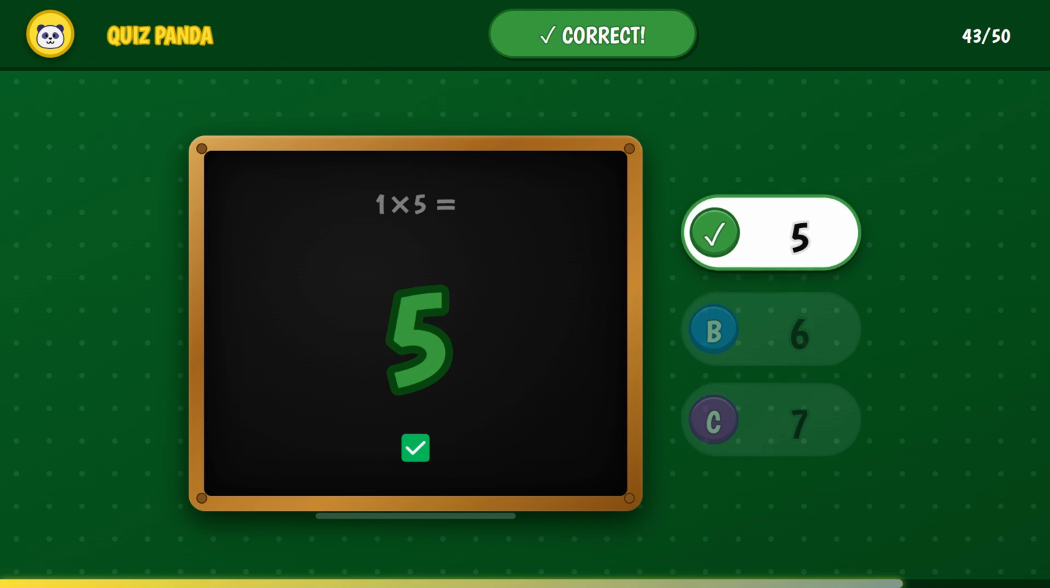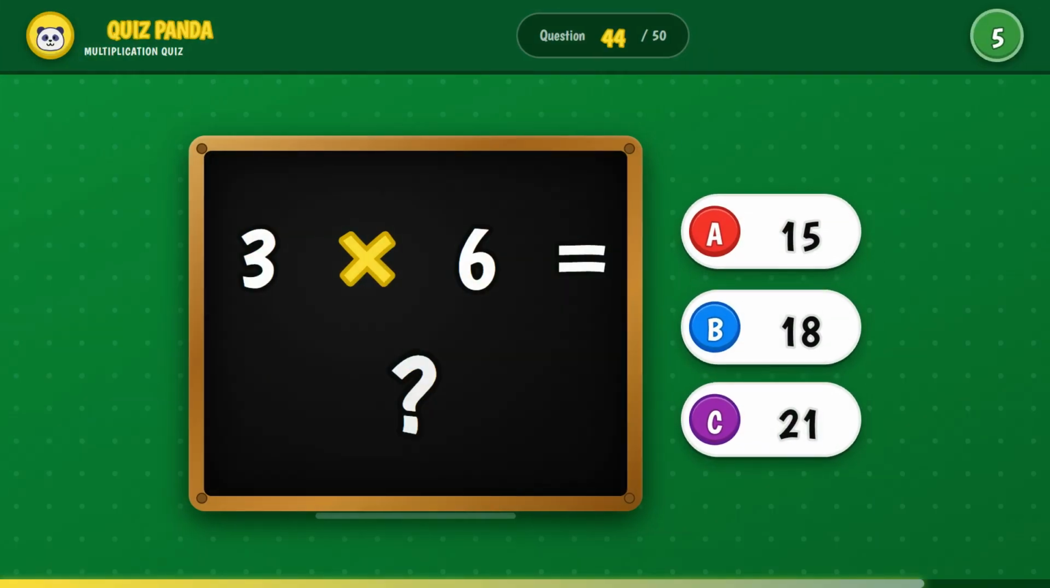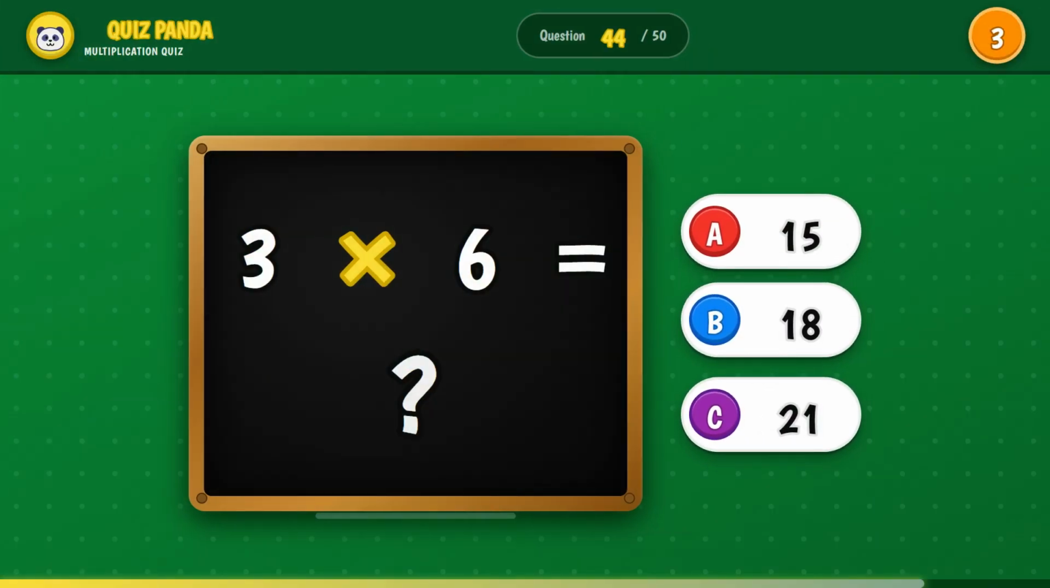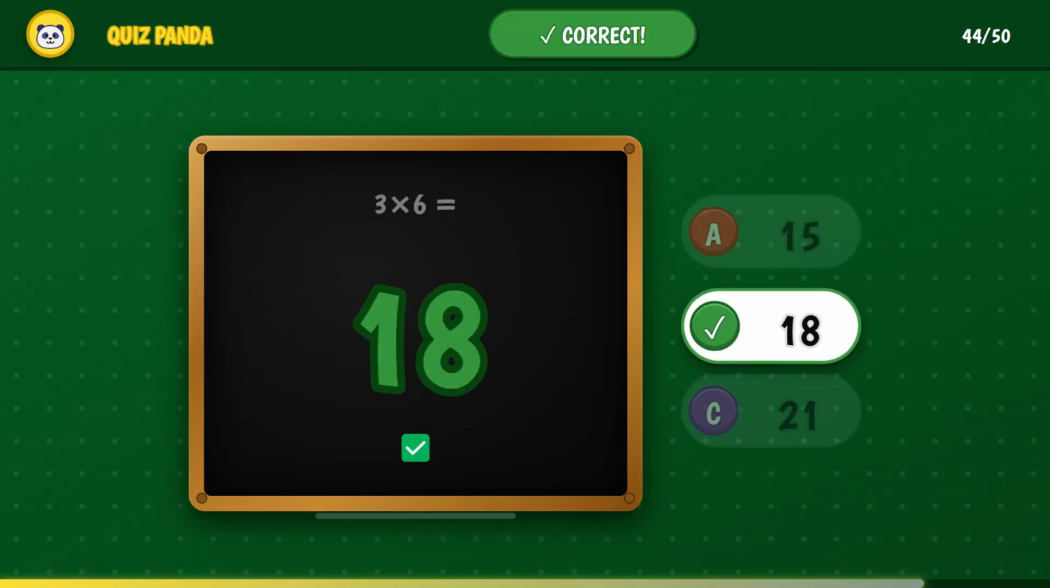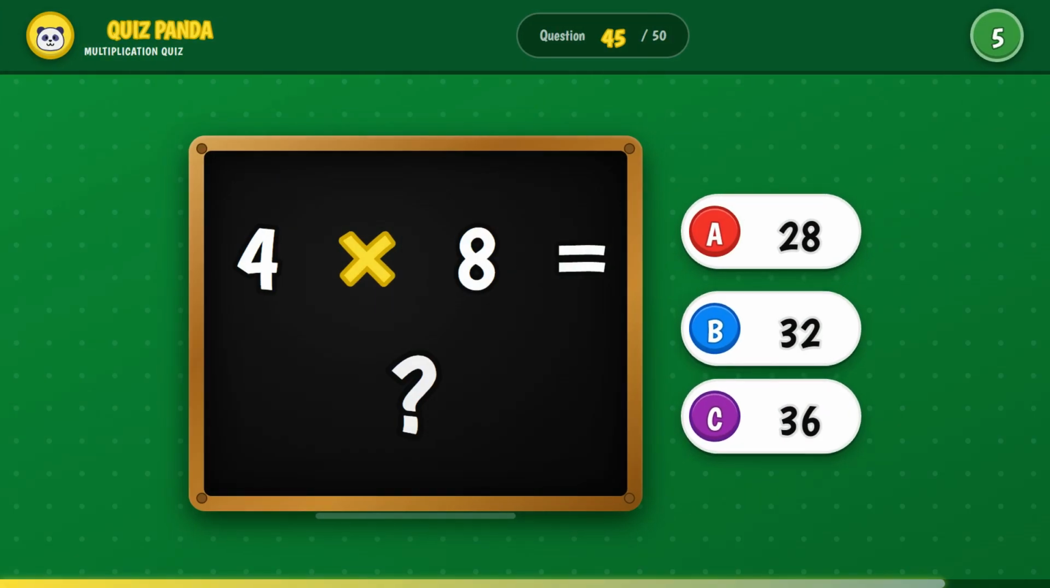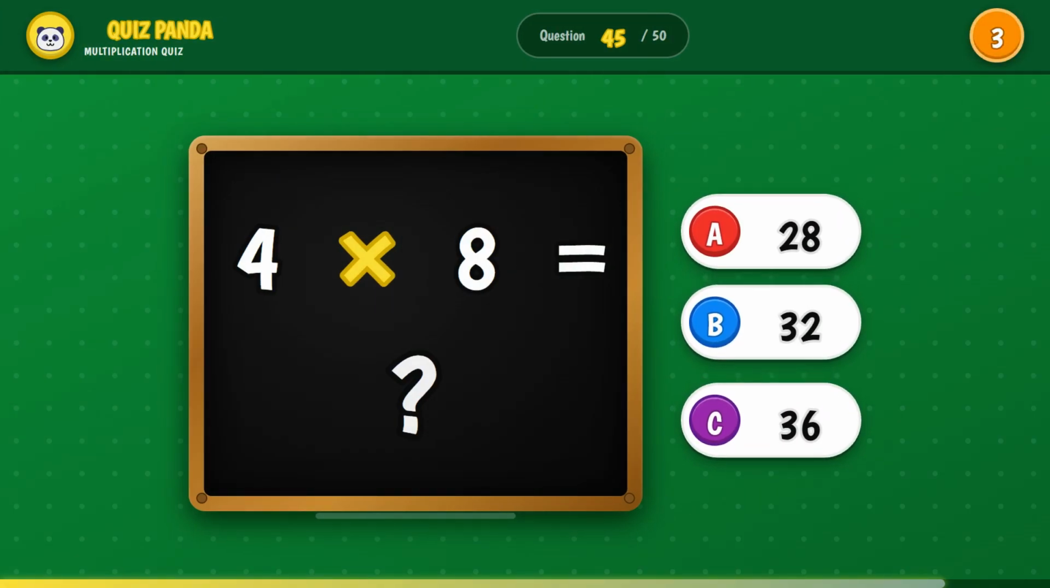The correct answer is A, 5. Question 44. What is 3 times 6? The correct answer is B, 18. Question 45. What is 4 times 8?